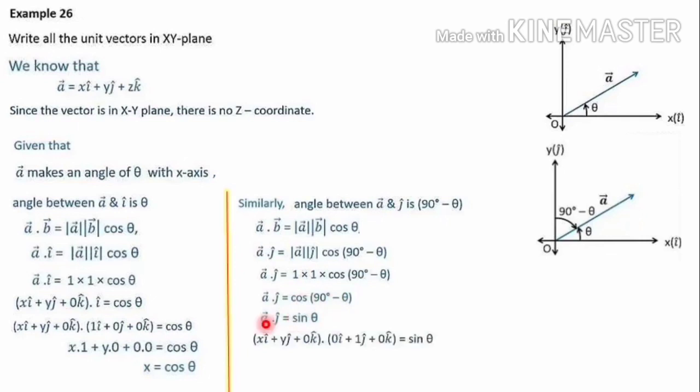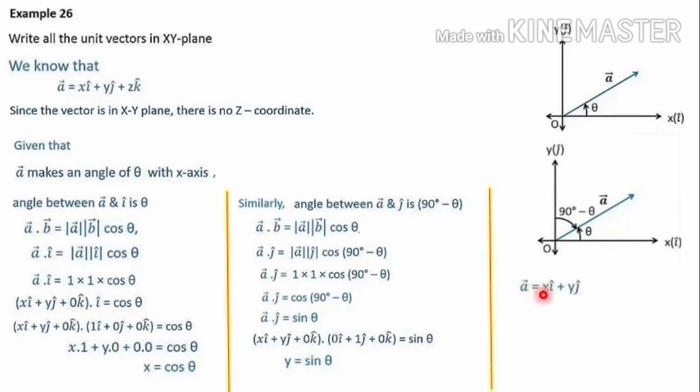Substitute the general form, x i plus y j plus 0 k, because z value is not there, the vector is in xy plane. Then here only the j value will be there, the remaining will be 0. 0 i cap plus 1 j cap plus 0 k cap is equal to sin theta. Then as before, the same way we calculated here, we will get y is equal to sin theta.